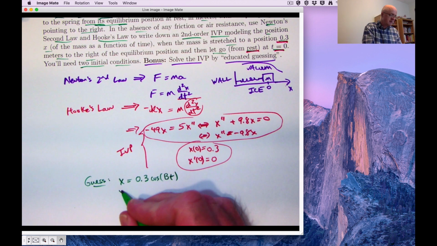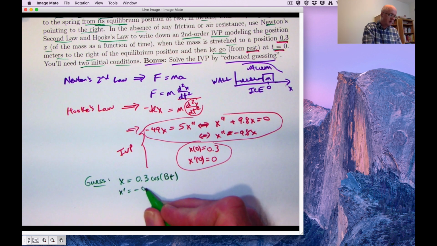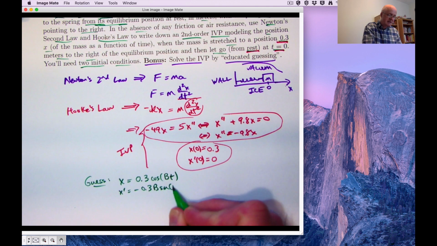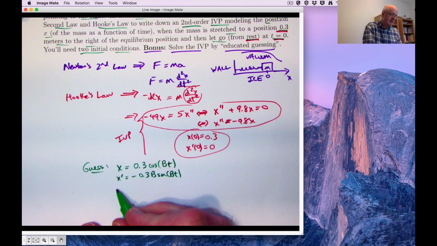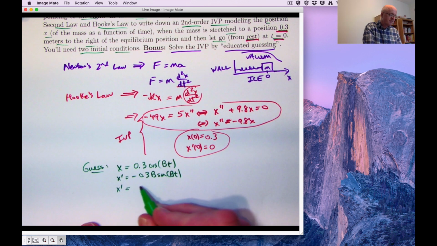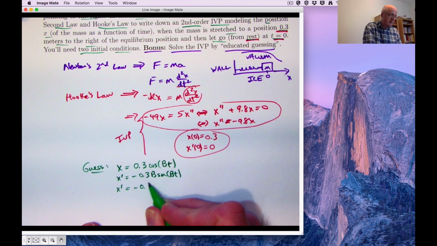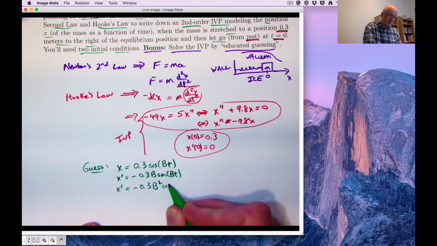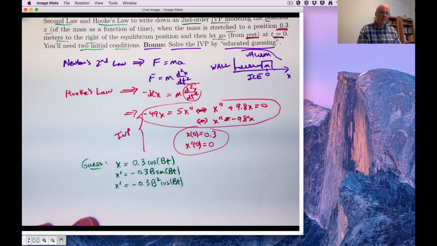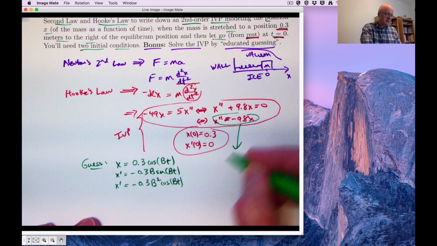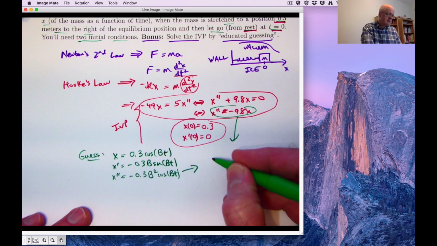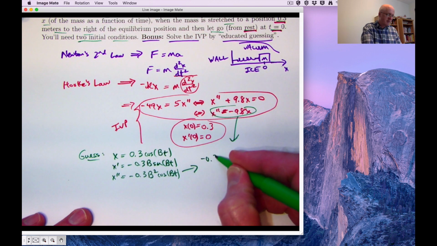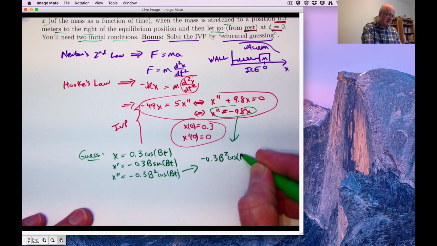Let's check it. Here's the first derivative, negative 0.3b sine bt, because I need the chain rule there. b is a constant. For the second derivative, I get another factor of b, and the negative sign will stay. I'll get negative 0.3 b squared cosine bt. Plug that into the differential equation on both sides. This was x double prime, by the way. I'm going to get x double prime is negative 0.3 b squared cos bt.